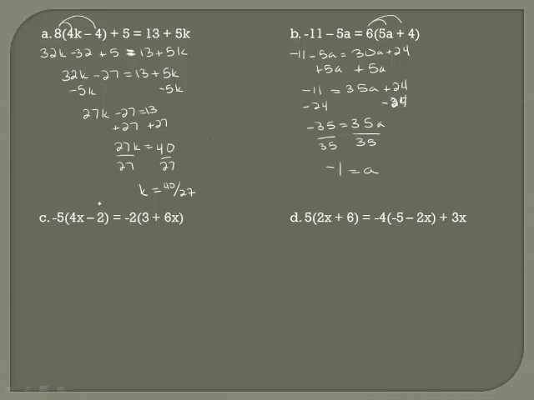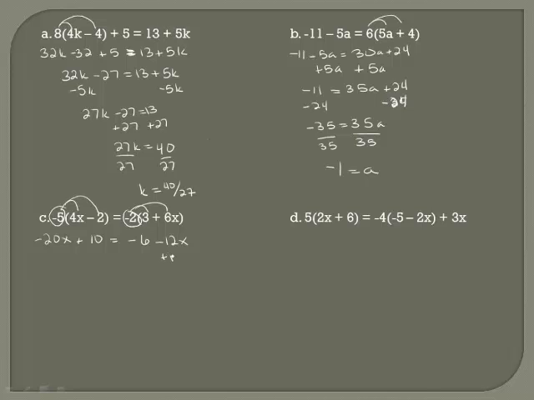On this next problem, I have two distributions, and they're with negatives. So when you have a negative out front, you need to multiply the negative in. So I have negative 5 times 4, which gives me negative 20x. And I have negative 5 times negative 2, which gives me positive 10. Negative 2 times 3 is negative 6. Negative 2 times 6 is negative 12.